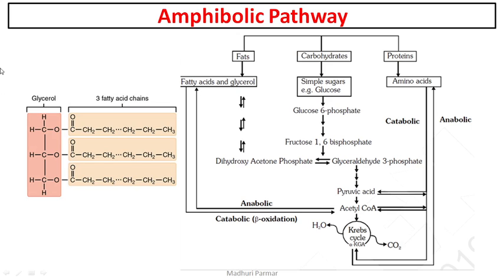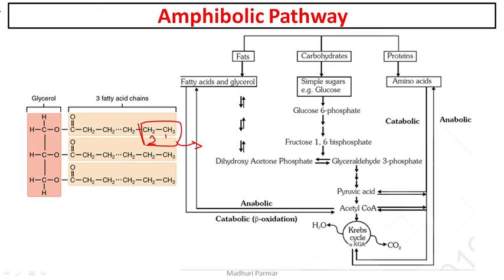What happens in the beta oxidation? Let me just show you very briefly. In beta oxidation, inside your mitochondria, two carbons, this will be the first carbon, let us say second carbon, so 2 carbons are removed one after the other. Clear? So in the first cycle of beta oxidation, you will have these 2 carbons being released.